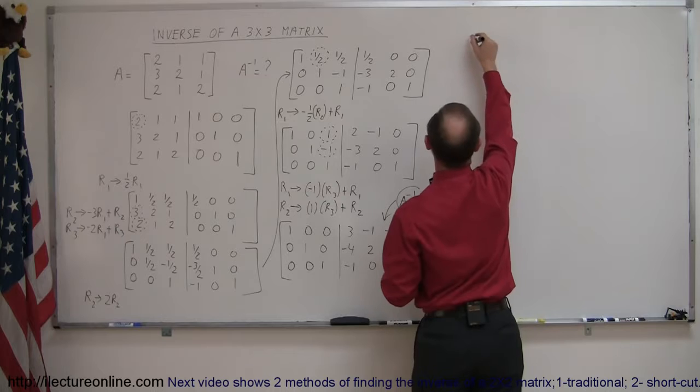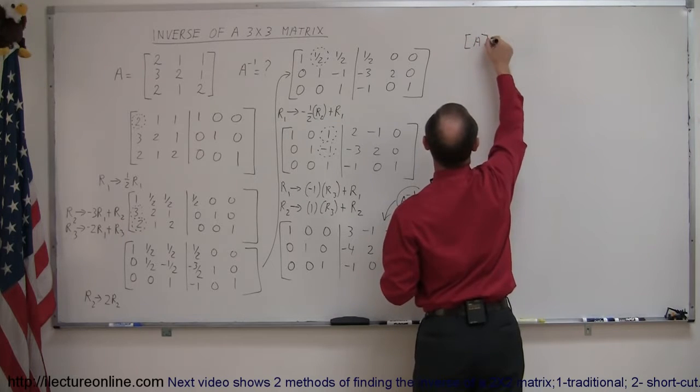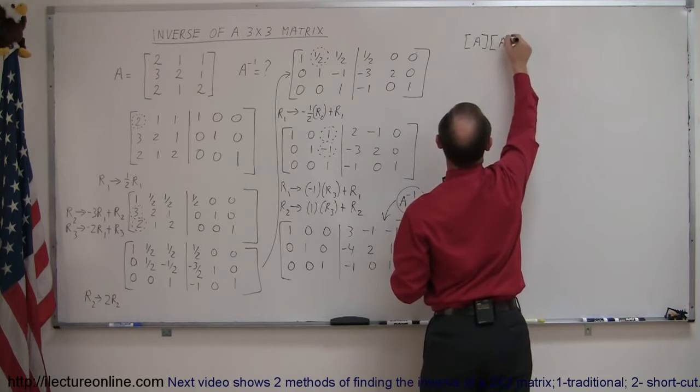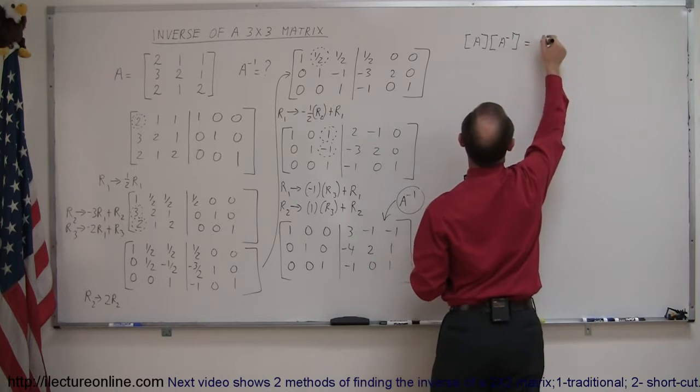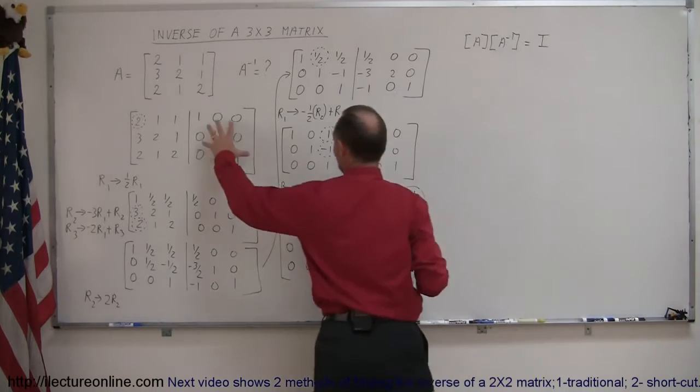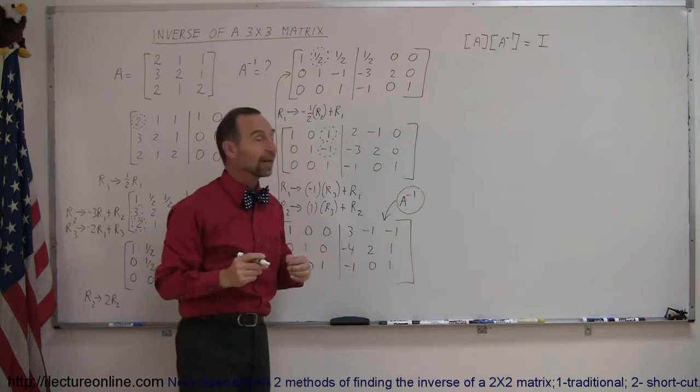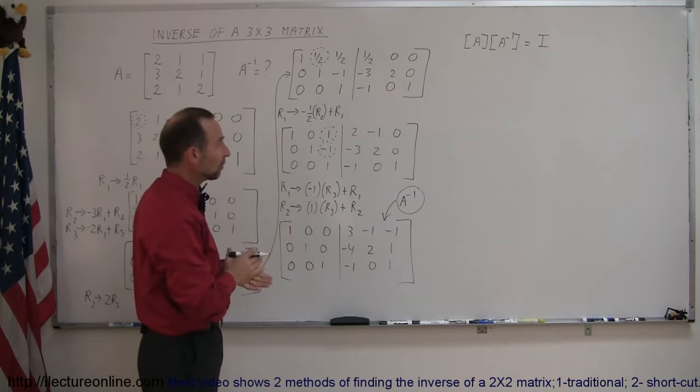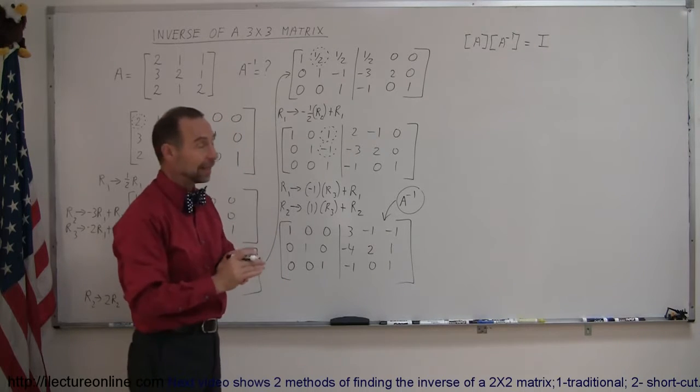If I multiply matrix A times the inverse of the matrix, I should get back the identity matrix. The identity matrix looks just like that. So let's go ahead and try that. Let's multiply these two matrices together to see if we get back the identity matrix.